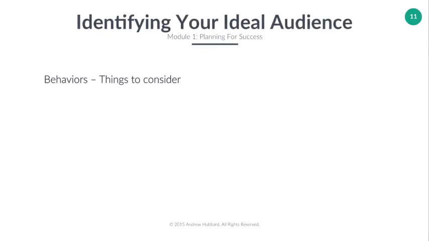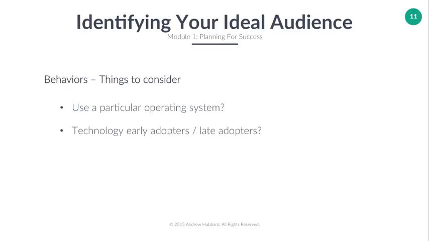Lastly, we're going to talk about behaviors. Now, here are a few things to consider as far as behaviors go. We can think about things like, do they use a particular operating system? So whether we're talking on their computer, like OS X or Windows. We can think about phones like iOS or Android. We can think about things like, are they technology early adopters, late adopters? And we could also look at purchase behavior. So believe it or not, you can target using things like purchase behavior in Facebook. So that can be a really powerful tool as well.